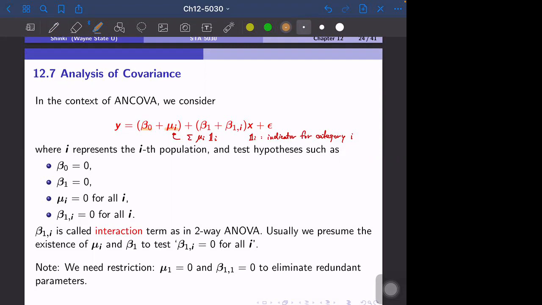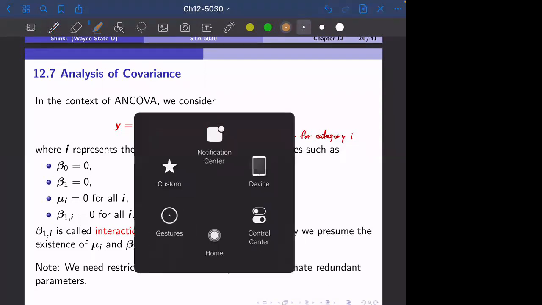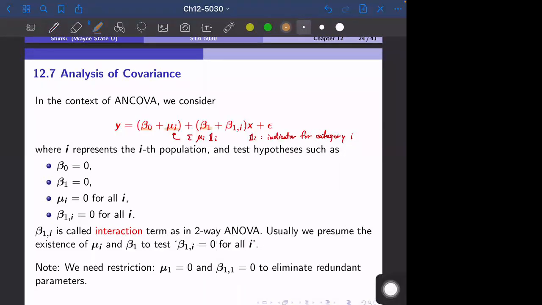And the same thing for the coefficient of x. So beta_1 is the common baseline slope, but also we have the additional slope parameter for the i-th population. So often we want to test if the beta_1i are different or not. And also we want to test if the mu_i are all equal to 0 or not. And if these are both not rejected, then maybe we set these as 0, and then we may test if beta_1 is equal to 0.